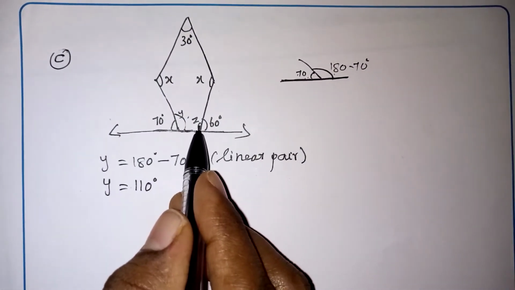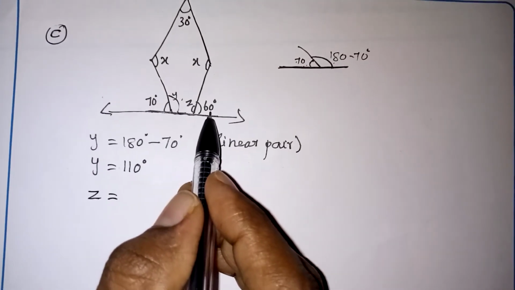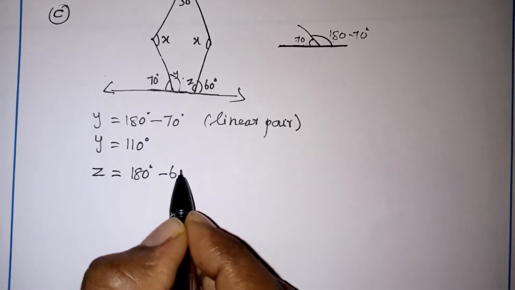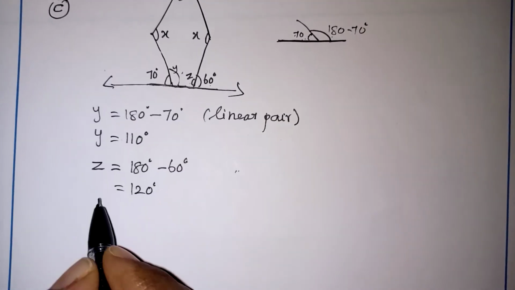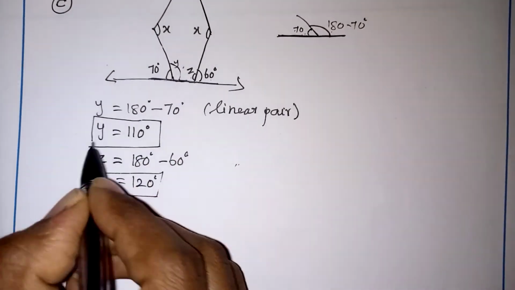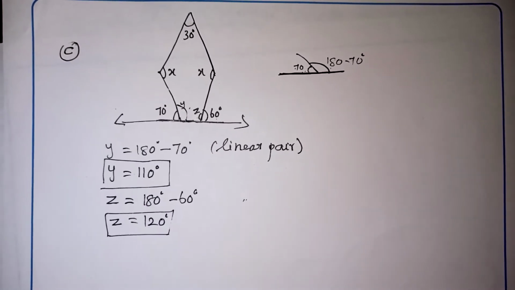Now I need to find the z value. Here this is 60, so z will be 180 minus 60, which is equal to 120 degrees. Again the same condition, linear pair. z is equal to 120 degrees, and y is equal to 110. Here 110, here 120, we got it. Now we got all the angles.